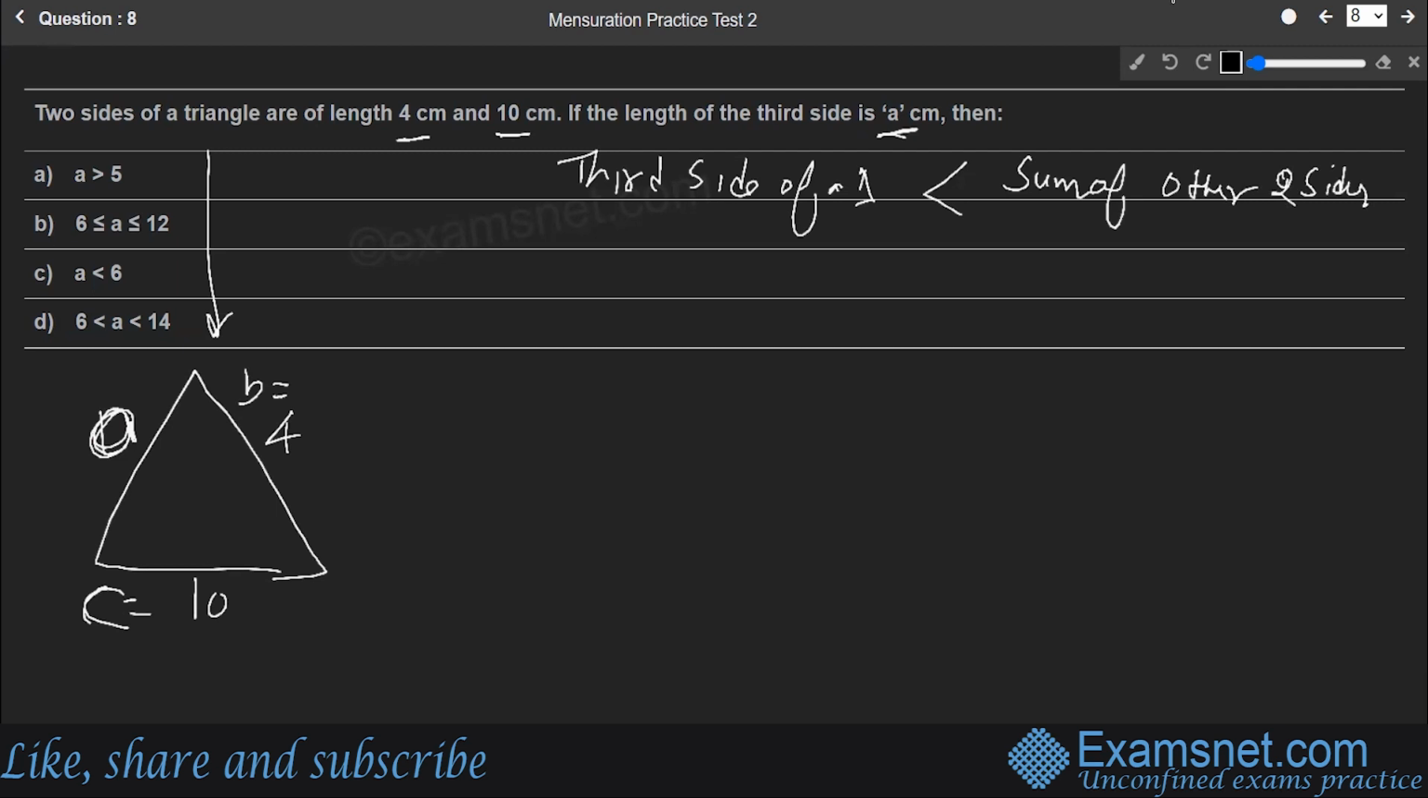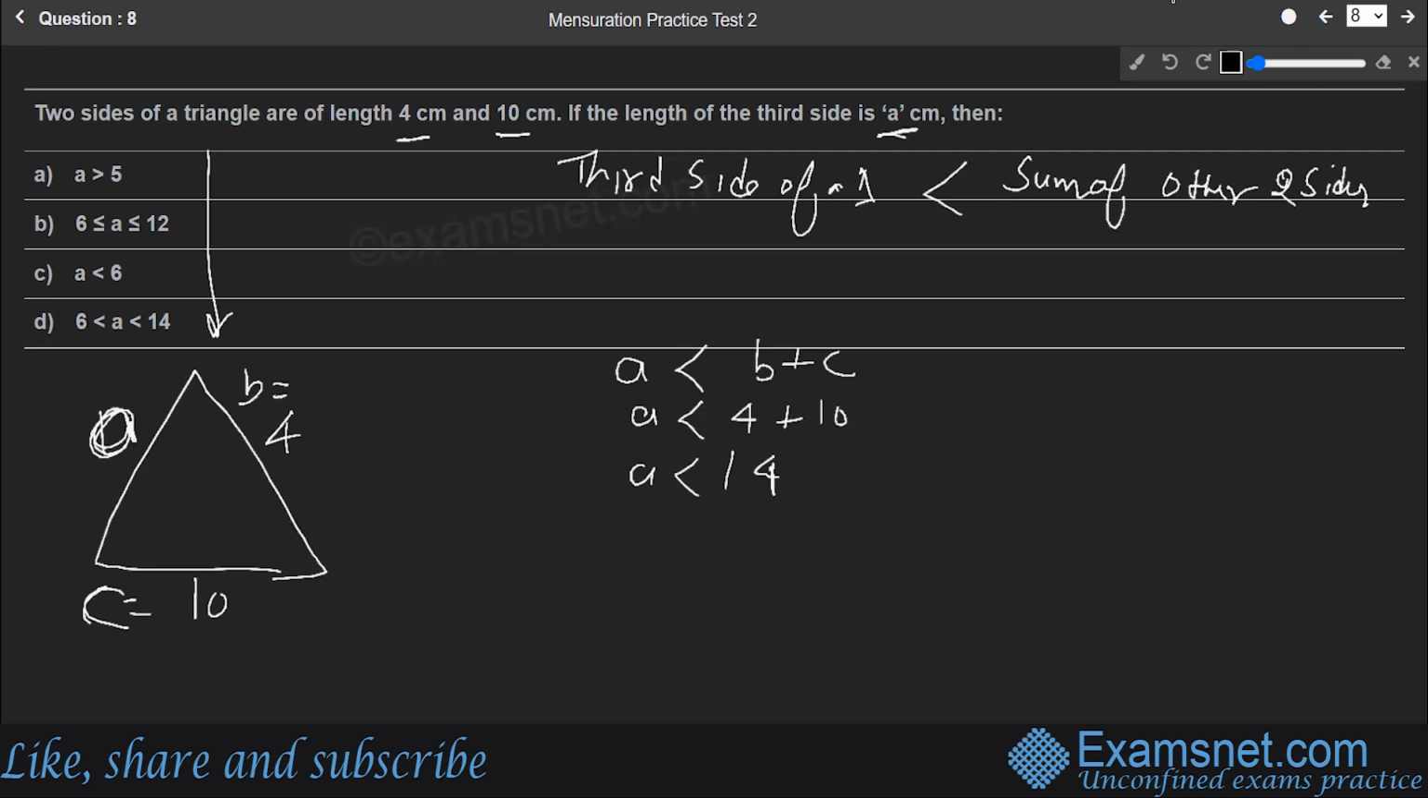So in this case, we can clearly say that A is less than or equal to B plus C. These are the two other sides. So let us put down the values. A is less than or equal to B plus C, where B we know is 4 and C we know is 10. So A is clearly less than 14. This is the first conclusion that we have drawn.